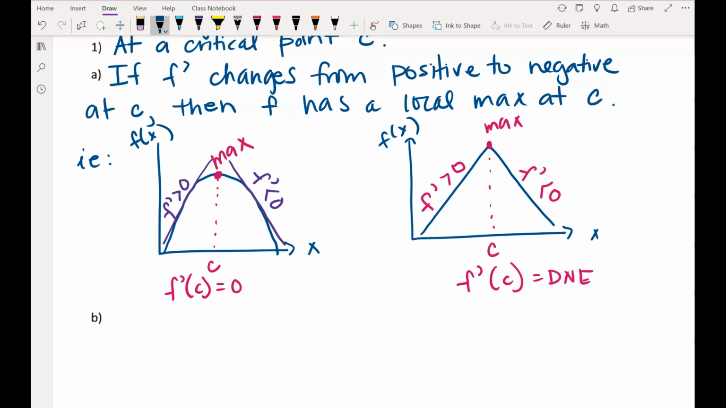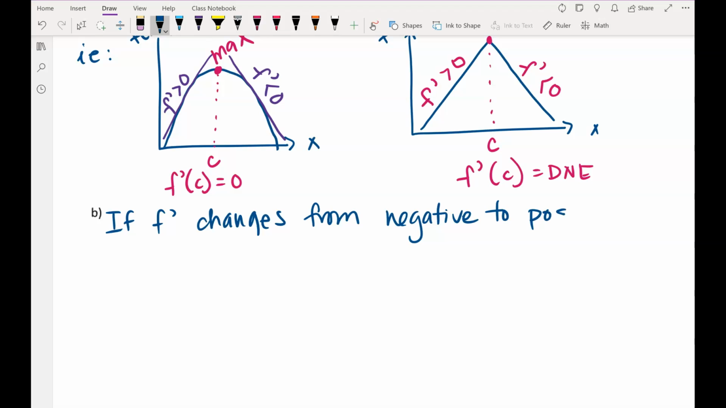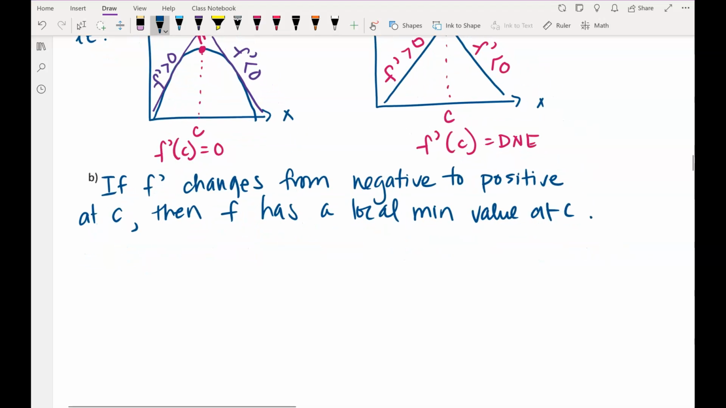Now B, if f prime changes from negative to positive at C, then f has a local minimum value at C. And very similarly to the first two examples, right?